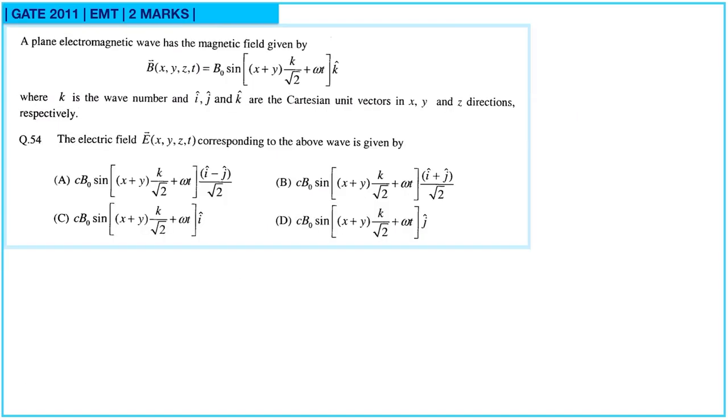Next question. A plane electromagnetic wave has the magnetic field given by B bar is equal to B naught sine of x plus y k by root 2 plus omega t times k cap, where k is the wave number and i cap, j cap, k cap are the Cartesian unit vectors in x, y and z direction respectively. The electric field E bar corresponding to the above wave is.